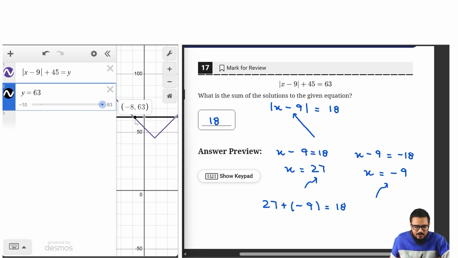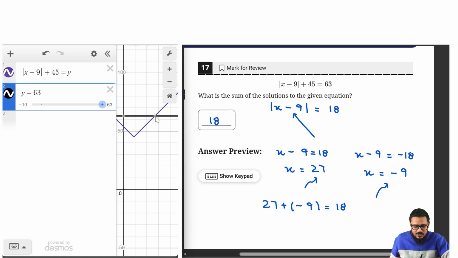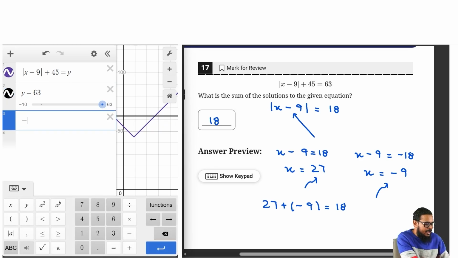You can see these intersection points right over here. At one of these intersection points, the x value is minus 9. At the other intersection point, the x value is 27. You just have to add these two numbers. Minus 9 plus 27, that's your answer, or the answer to the sum of the solutions of this absolute value equation, that's 18.